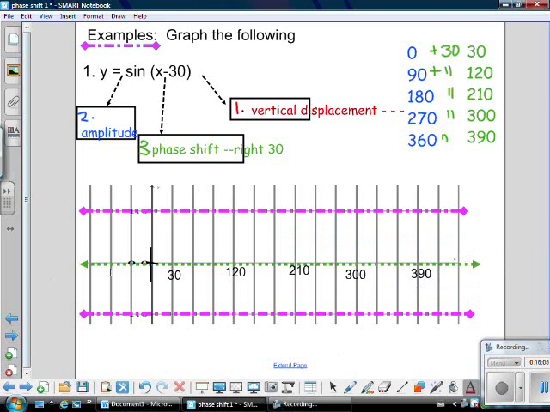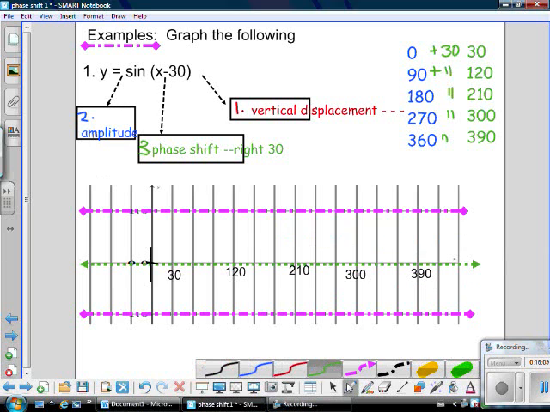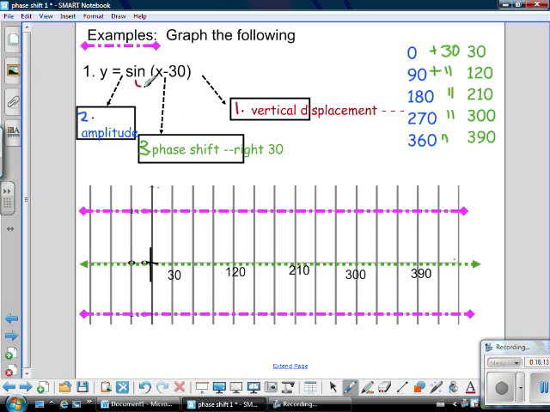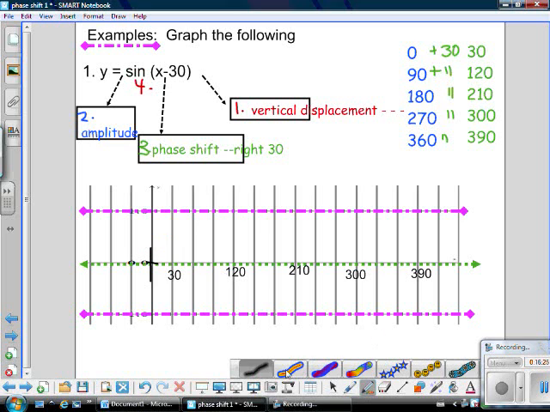Then what we do is the same way as we graphed before. We look to see what we're dealing with. This time we're dealing with sine. Sine starts in the middle and goes up. So this time, instead of it starting at 0, 0, it's going to start at 30, 0. Okay, so it's going to start here.